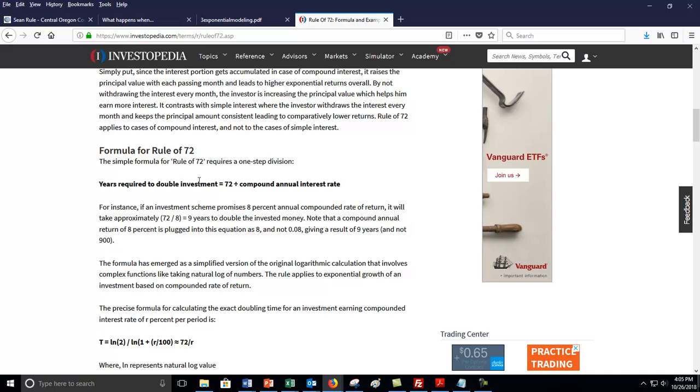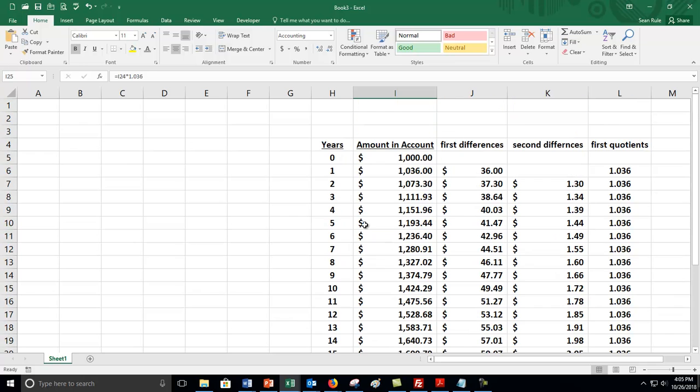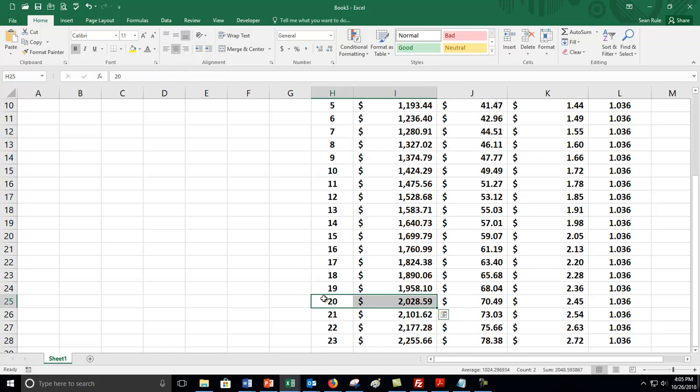Years required to double an investment is equal to 72 divided by the compound's annual interest rate. This is compounding interest, because you're taking what you earn and reinvesting it and then applying the interest to the total every time. You're reinvesting the money. So what the rule of 72 says is just take the number 72 and divide it by the number 3.6, not 0.036, but the actual percent, 3.6, and that'll tell you roughly how many years it would take, which is exactly what we found down here. It relates perfectly. It tells us roughly.